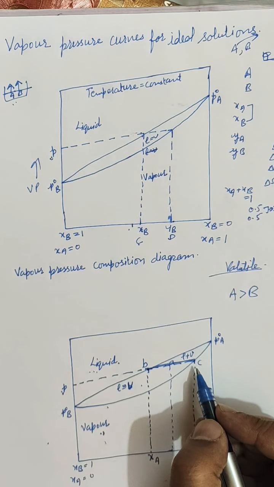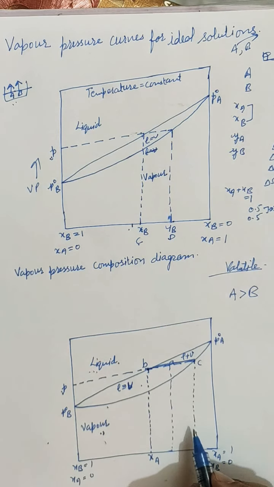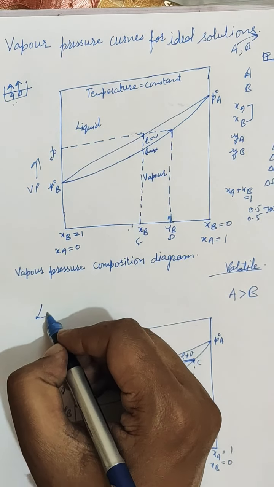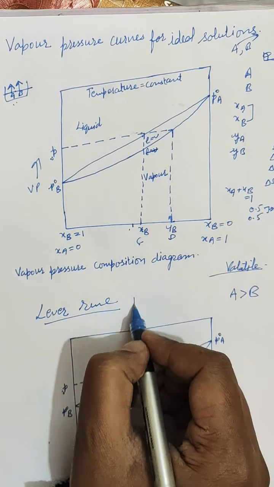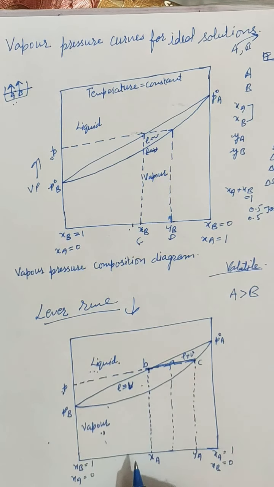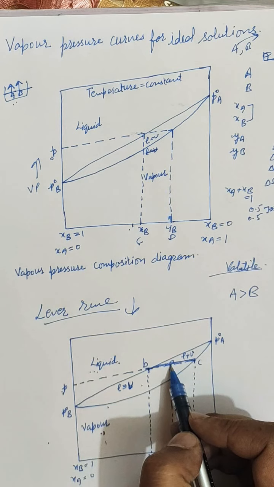The composition of the liquid and vapor phase of a solution can be determined with the help of the lever rule, as explained below. So let me explain the lever rule now. What is the lever rule? This topic was for the lever rule. So what does the lever rule say? Consider a point A in the liquid vapor region.